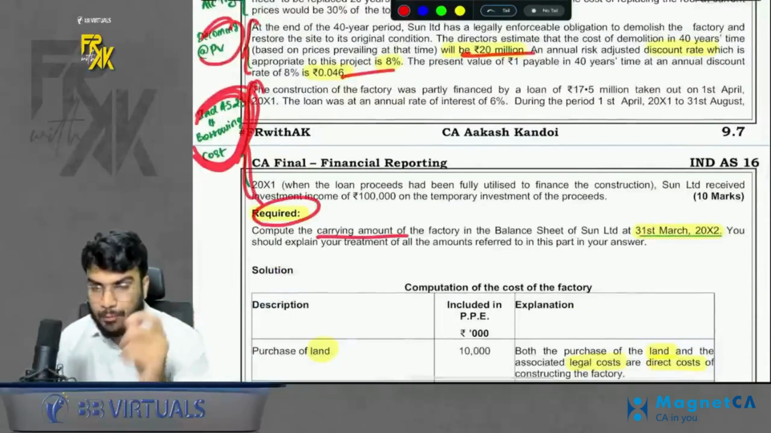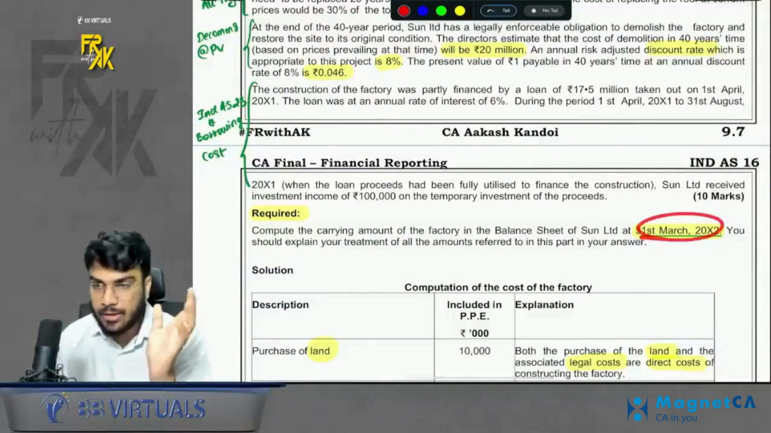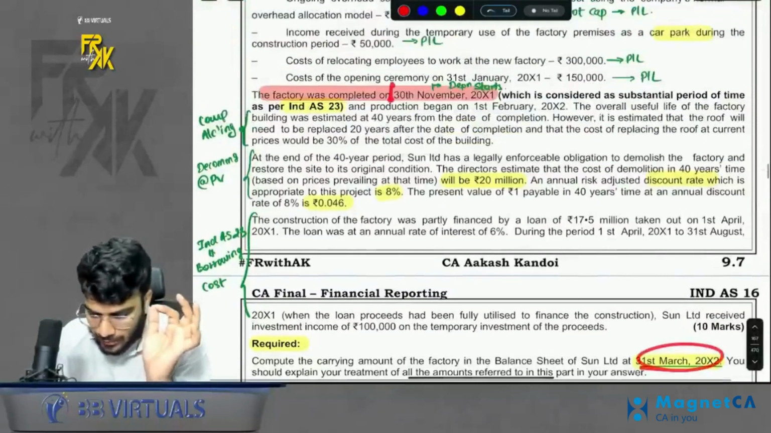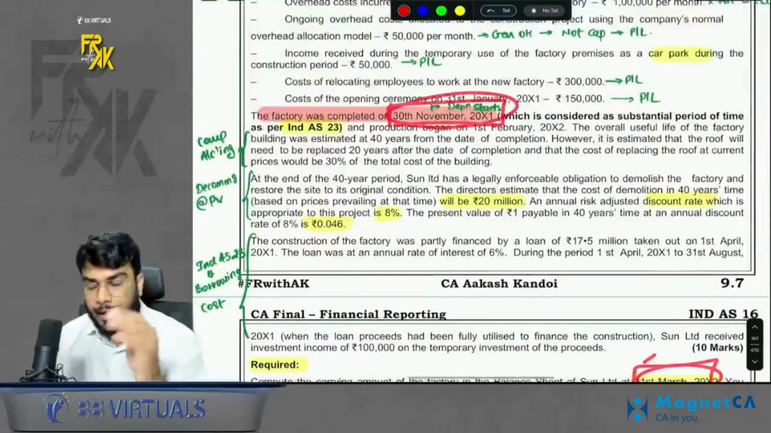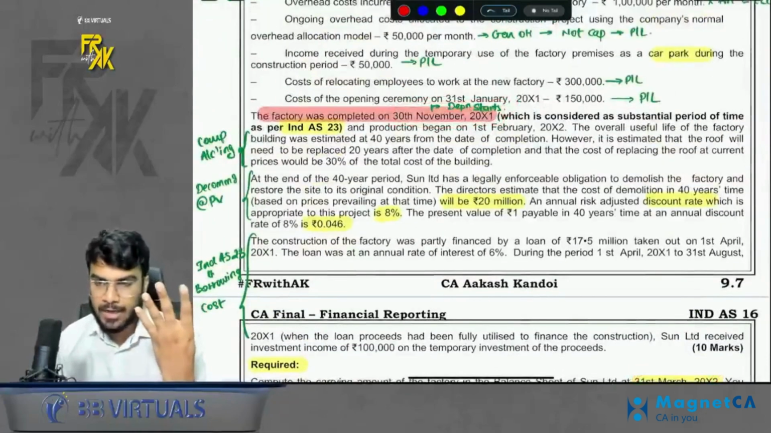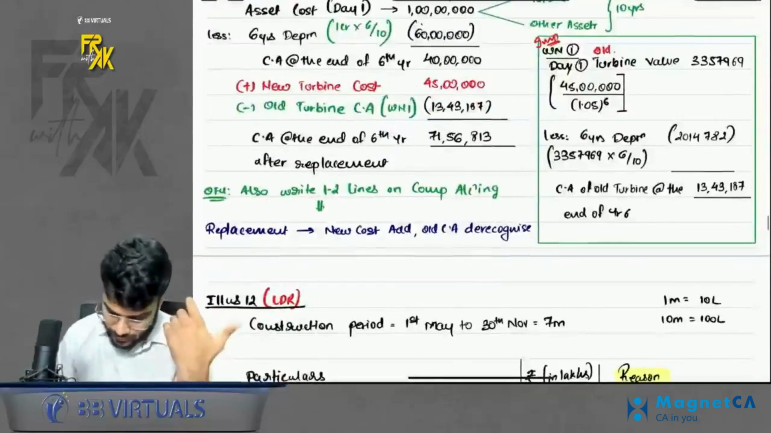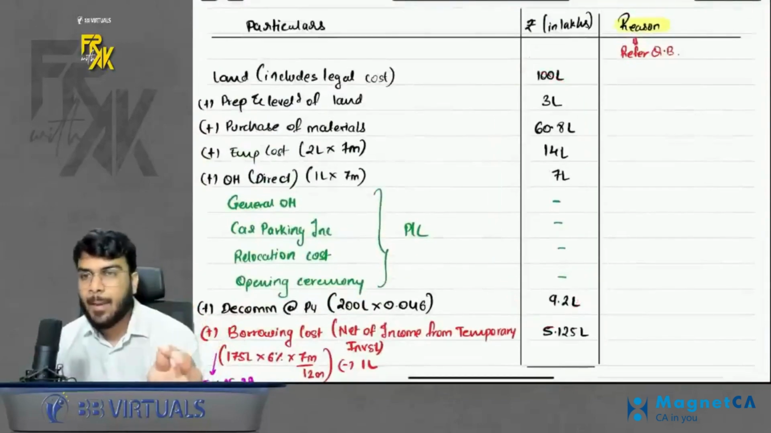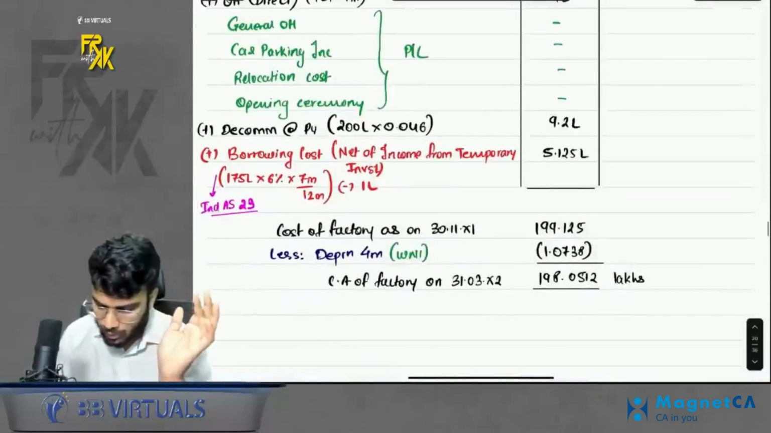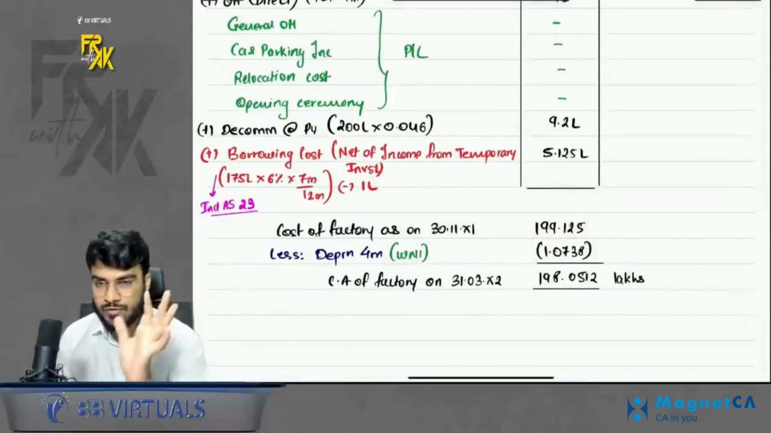Okay. What was required? They required the carrying amount of factory as on year end. They don't require the carrying amount 30th November. They require the carrying amount on year end. That means you will get the value on 30th November and you will depreciate it by 4 months. So you will get the value on year end. So how do we do it? See. So what we did was we first took all the capitalized expenditure. We found out the total fair value. Or total cost of factory, sorry.